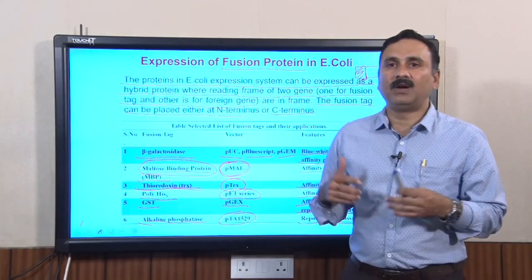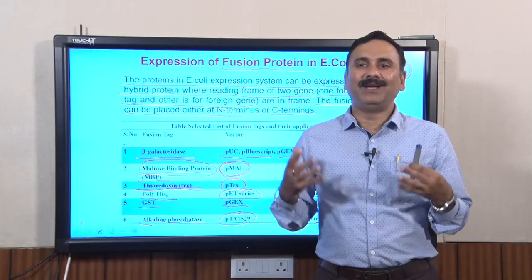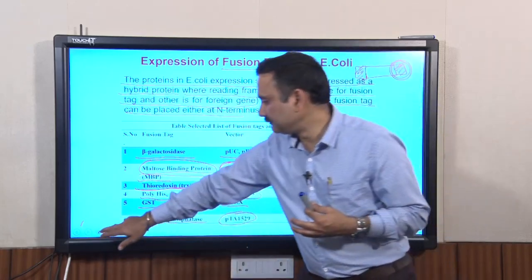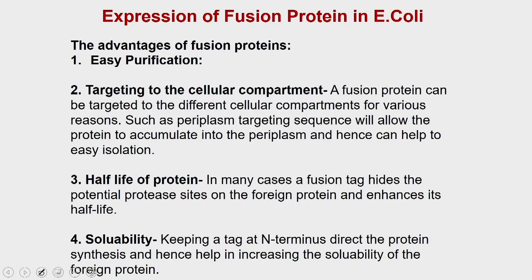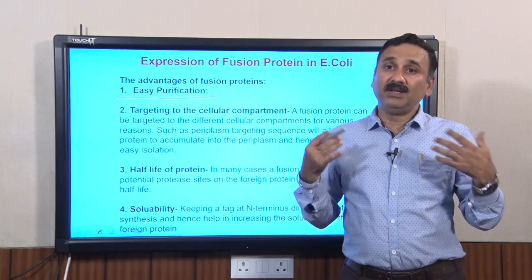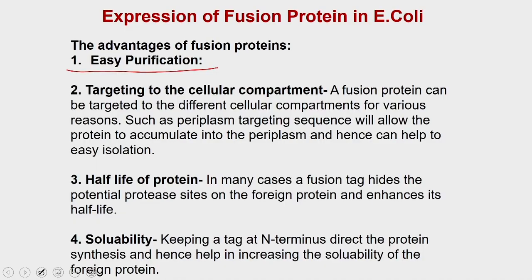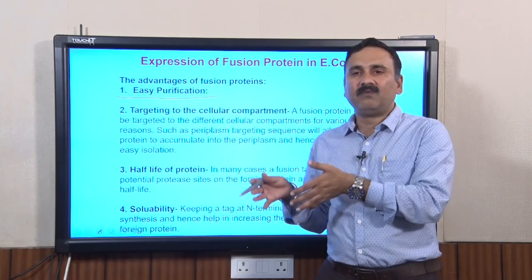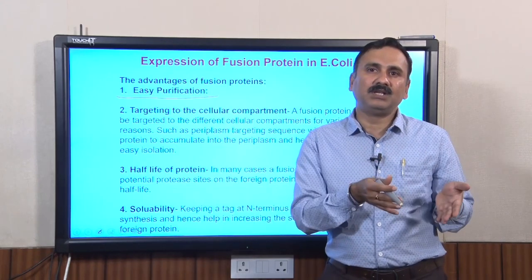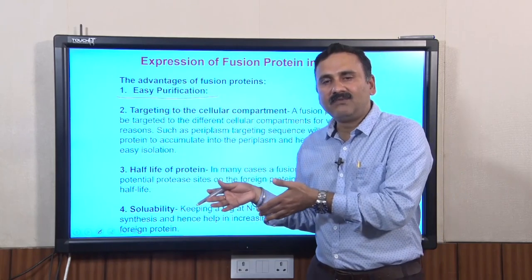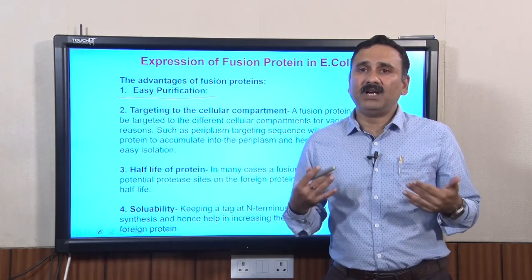So, what is the advantage of producing the protein in E. coli with a fusion tag? You have multiple advantages if you are expressing the protein in the form of a fusion protein. One prominent advantage is that it allows easy purification. If you go by conventional chromatography techniques, you might have to use different types of columns, like an anion exchange column, a cation exchange column, or a gel filtration column, to get the purified protein.